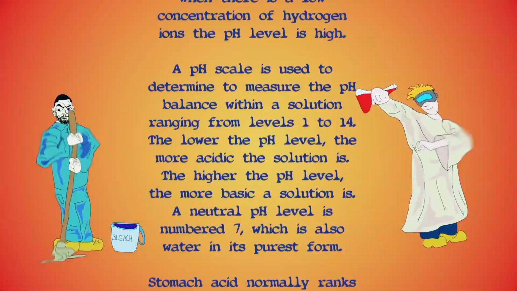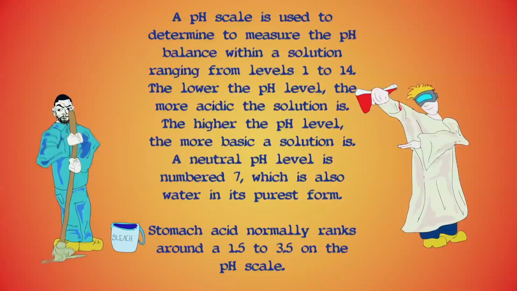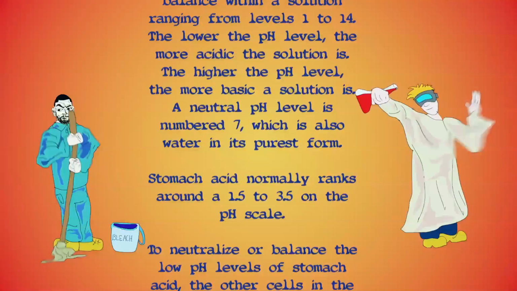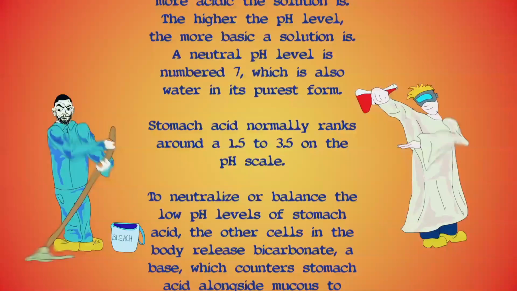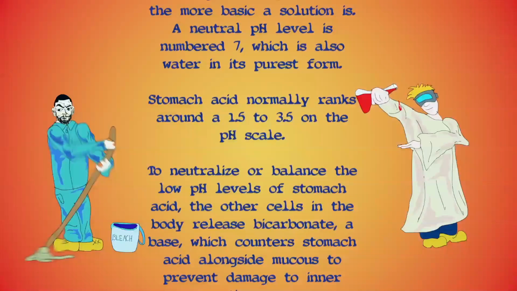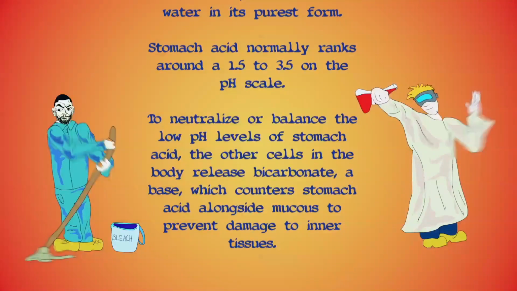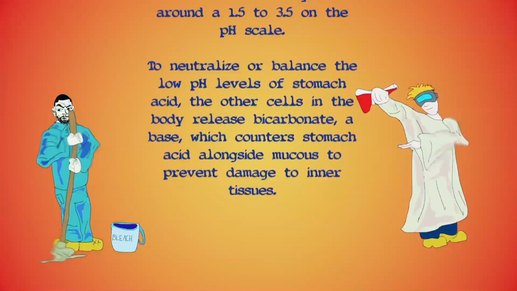The lower the pH level, the more acidic the solution is. The higher the pH level, the more basic a solution is. A neutral pH level is numbered 7, which is also water in its purest form. Stomach acid normally ranks around a 1.5 to 3.5 on the pH scale.